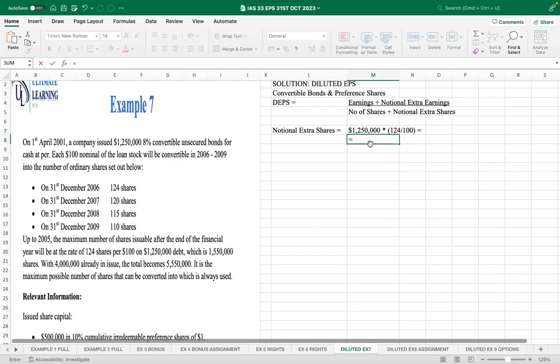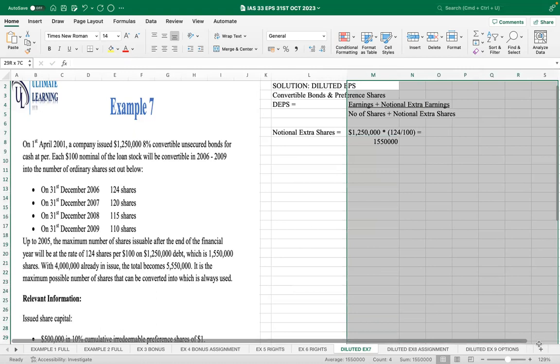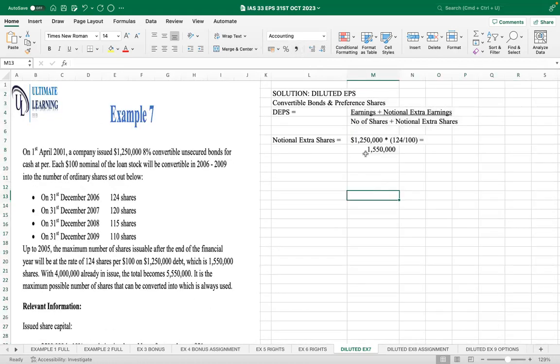So what will be our number of shares? It is 1,250,000, and then we multiply by 124 and divide by 100. So what does it give you? It gives you 1,550,000 shares. However, this was provided in the question. So what is the total number of shares?